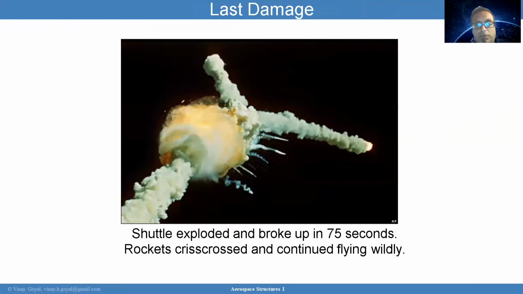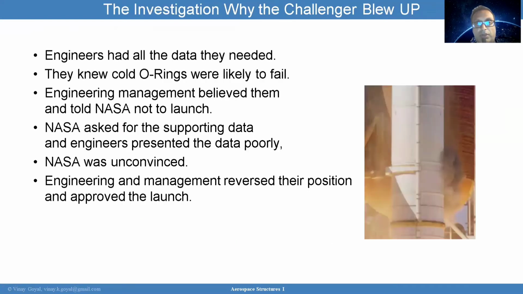So the shuttle broke up really quickly. Engineers really had all the data they needed. You can see the smoke here. They knew the cold O-rings were likely to fail. That was known. Engineering management believed them and told NASA not to launch. But NASA asked for data from the engineers, and those were not presented very well. So NASA was unconvinced, and the engineering and management basically approved the launch.